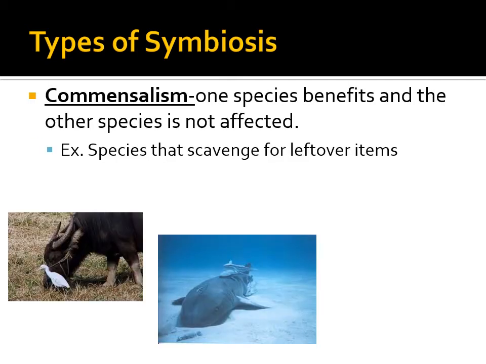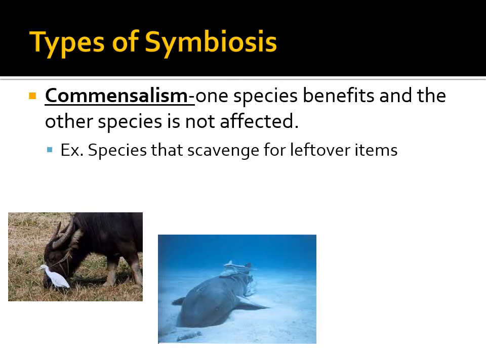Another type of symbiosis is called commensalism, and this is where one species benefits and the other is not affected. Some examples that we would see with this would be species that scavenge for leftover items. So birds are a great example of that. If, for example, they're walking next to a cow, like in our first picture shown here, the bird might be getting some of the insects that the cow's kind of disturbing and scaring. The bird's getting a benefit from this, but it's not really hurting the cow by taking those insects because the cow's not really depending on the insects for its food, it's depending on the grass.